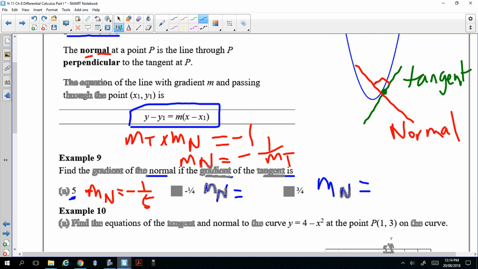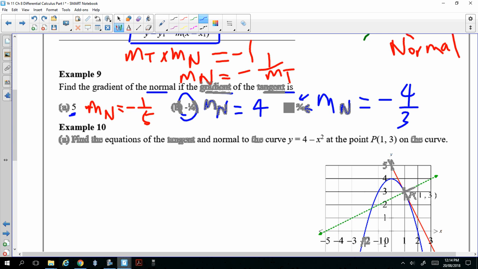Alright, so what's the gradient of the next one? Gradient of the normal? So it should be 4, right? The negative reciprocal is -1/4. And then the next one, -4/3. So you switch the numerator and denominator and put a negative in front. Okay, once we're done, then we'll do example 10.